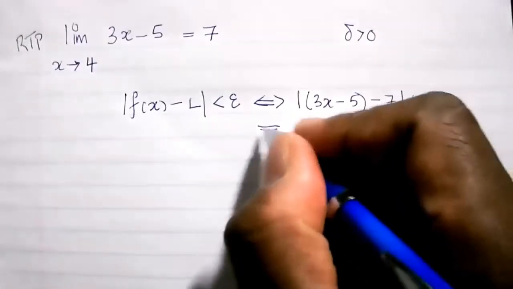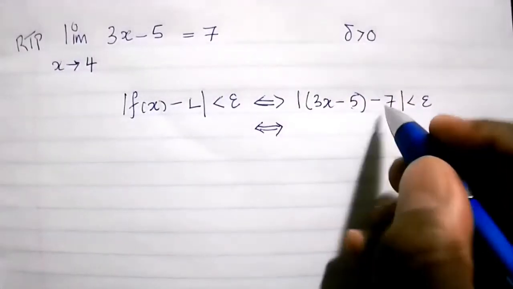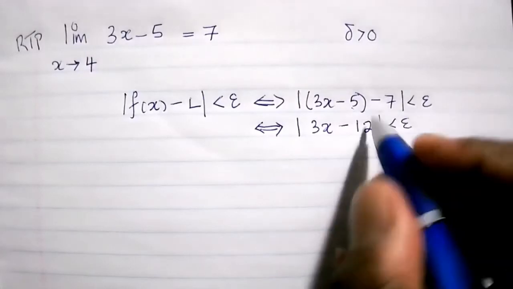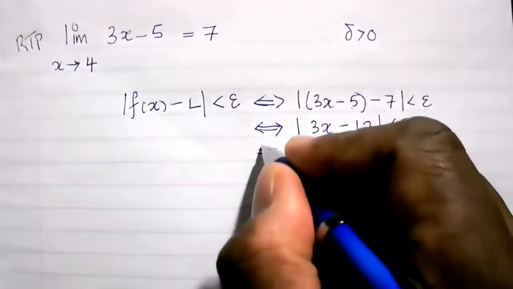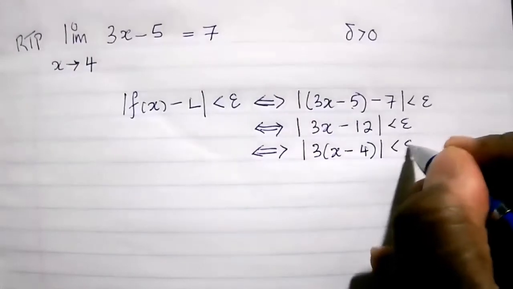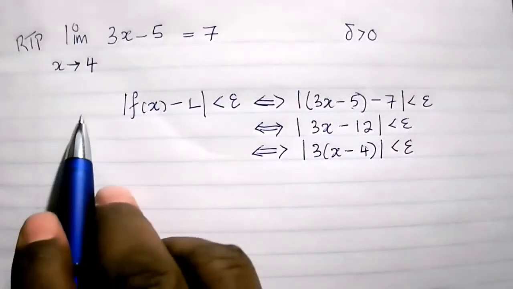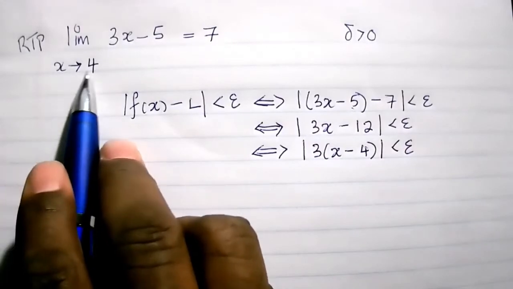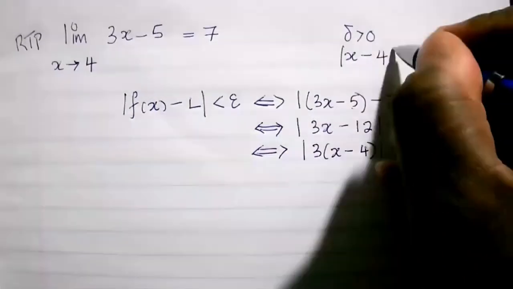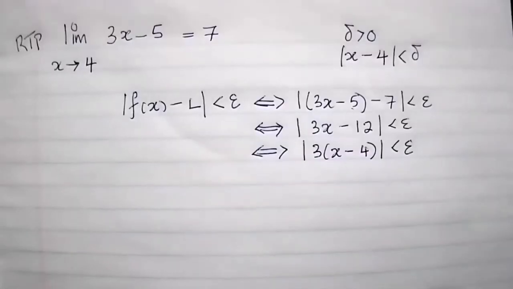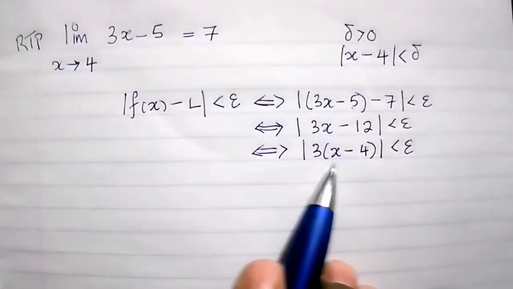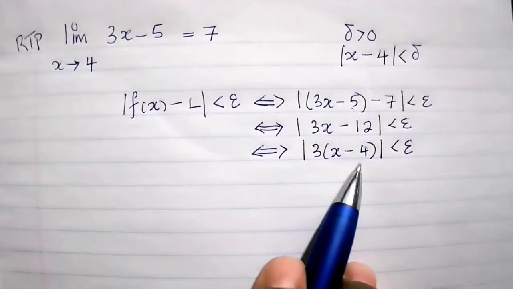So now, a little bit of algebra. Minus 5 minus 7 is minus 12. So this gives us the absolute value of 3x minus 12 less than epsilon. We see we've got a common factor here, so we can factor out the 3, and that will give us x minus 4. Now, while we are here, pay attention that our x is approaching 4. So what we know is that we are aiming for x minus 4 less than delta.